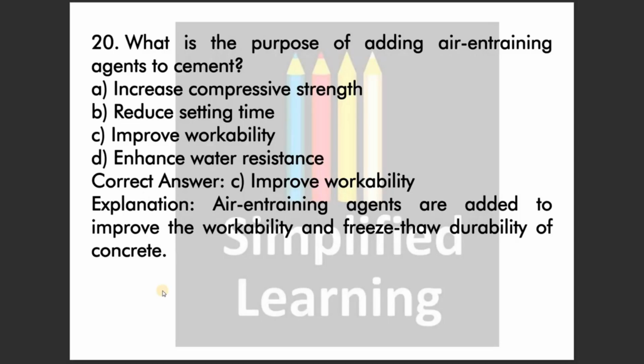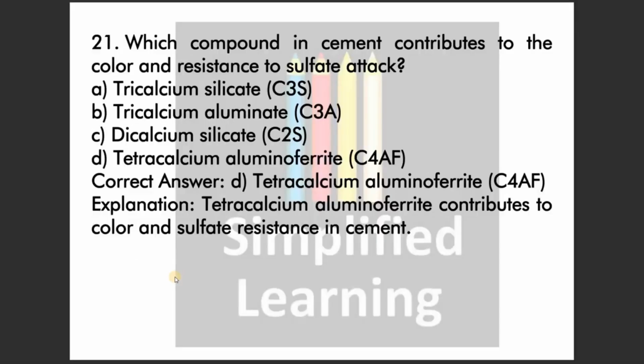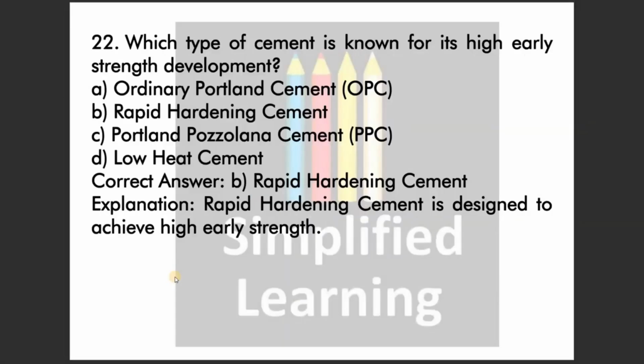Then what is the purpose of adding air entraining agents to cement? In order to improve the workability, we are going to add air entraining agents. Then which compound in cement contributes to the color and resistance to sulfate attack? Tetracalcium aluminoferrite or C4AF contributes to color and sulfate resistance in cement. Then which type of cement is known for its high early strength development? The answer is rapid hardening cement. Rapid hardening cement is designed to achieve high early strength.